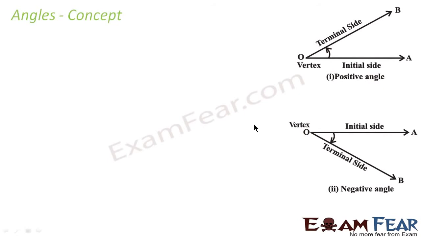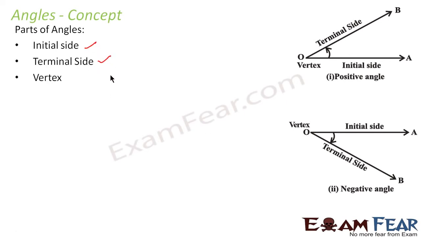Now we'll take some concepts in angle. Parts of angle: one is initial side, terminal side, and the vertex. So these are three parts of our angle. Initial side is the side from which we start, terminal side is the side where you end, and vertex is the point from where you rotate.